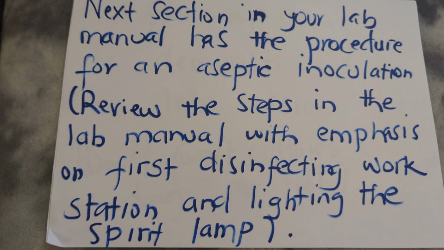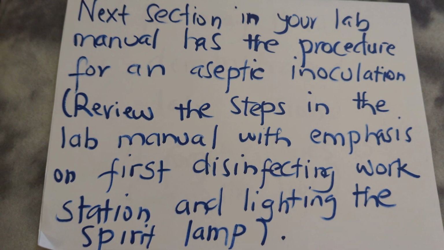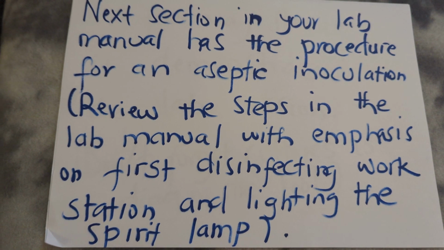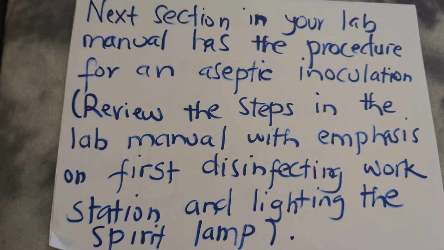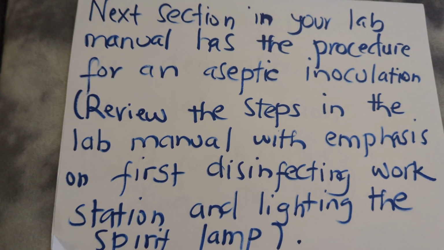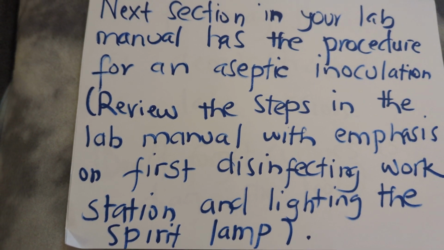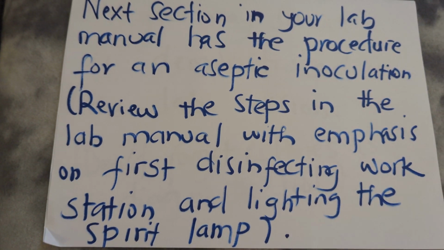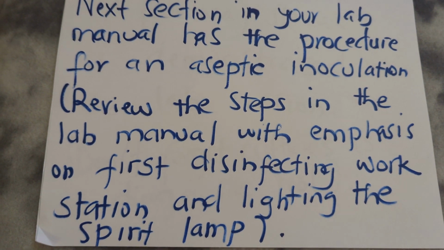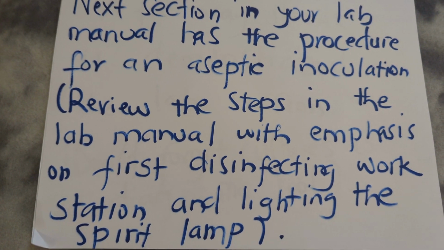I have a note here in my view. I'm saying in the steps for aseptic inoculation, please make sure that you can appreciate that the first thing is to disinfect the workstation, and then you light your spirit lamp, because lighting a spirit lamp is how a microbiologist is already trying to introduce sterility, because the diameter around the flame is considered sterile. And so that's where the inoculation happens, very close to the flame in that sterile radius.